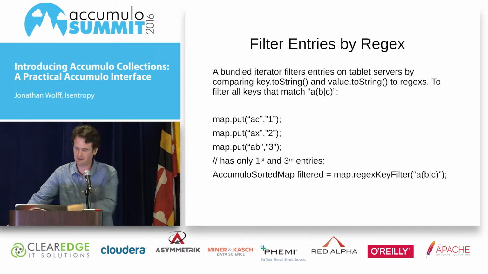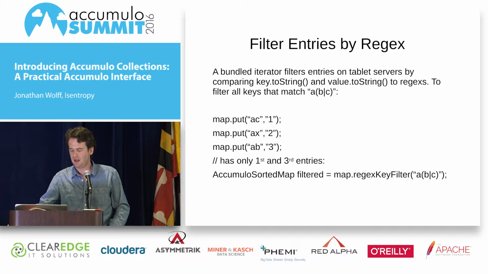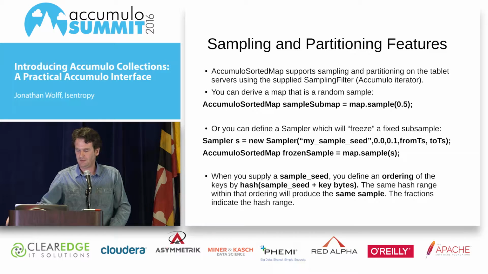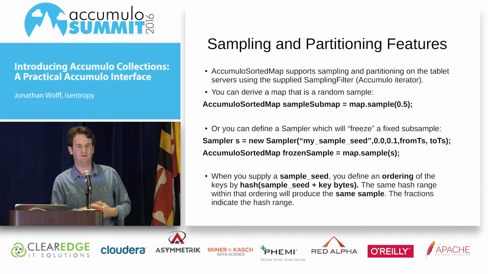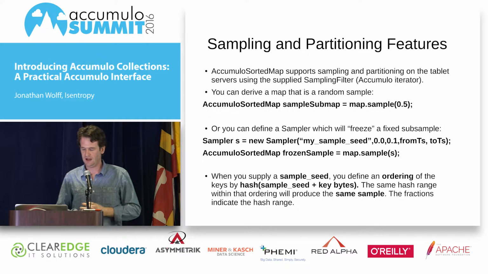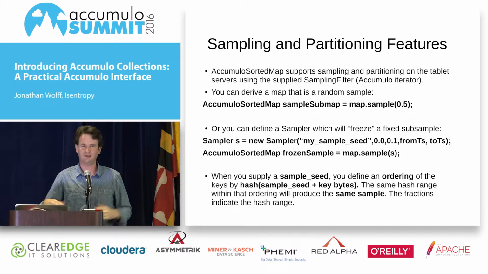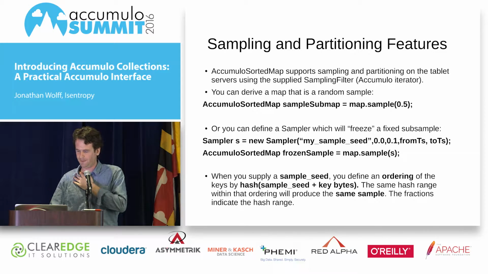In the first example, this is something you may be familiar with. This is just sampling half the entries, right? But in the second example, you can define a sampler, and the sampler sort of freezes a set of the map. I think I should go in a little bit on how that works. You supply a sampling seed, which is a bunch of bytes. So you can even supply random bytes. You can supply a string, which will be interpreted as UTF-8.